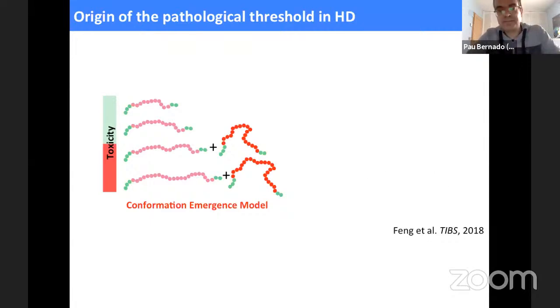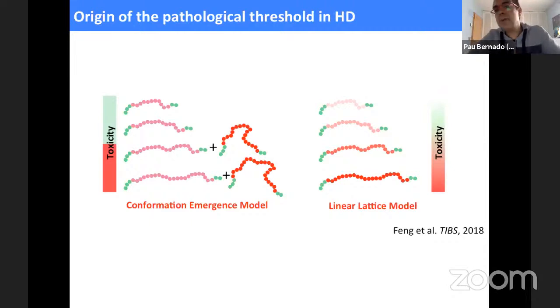The second model is called the linear lattice model. It's slightly more sophisticated and says that essentially polyglutamine per se is toxic. And then the toxicity keeps adding as the length of the glutamine tract increases. And then at some point, the cell has no possibility to deal with this amount of toxicity, and then the disease appears.